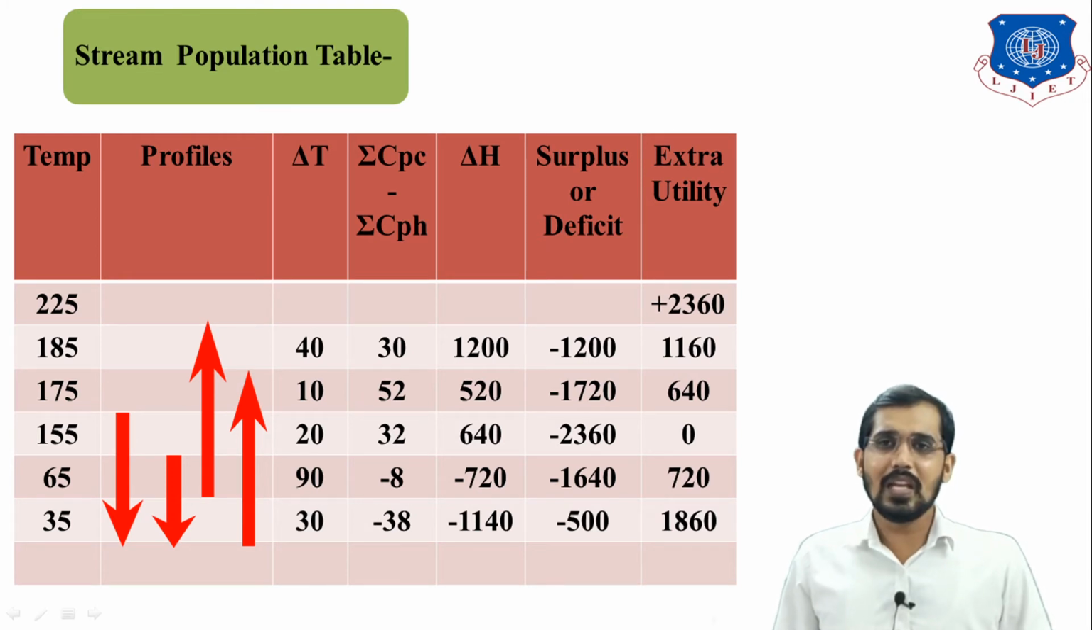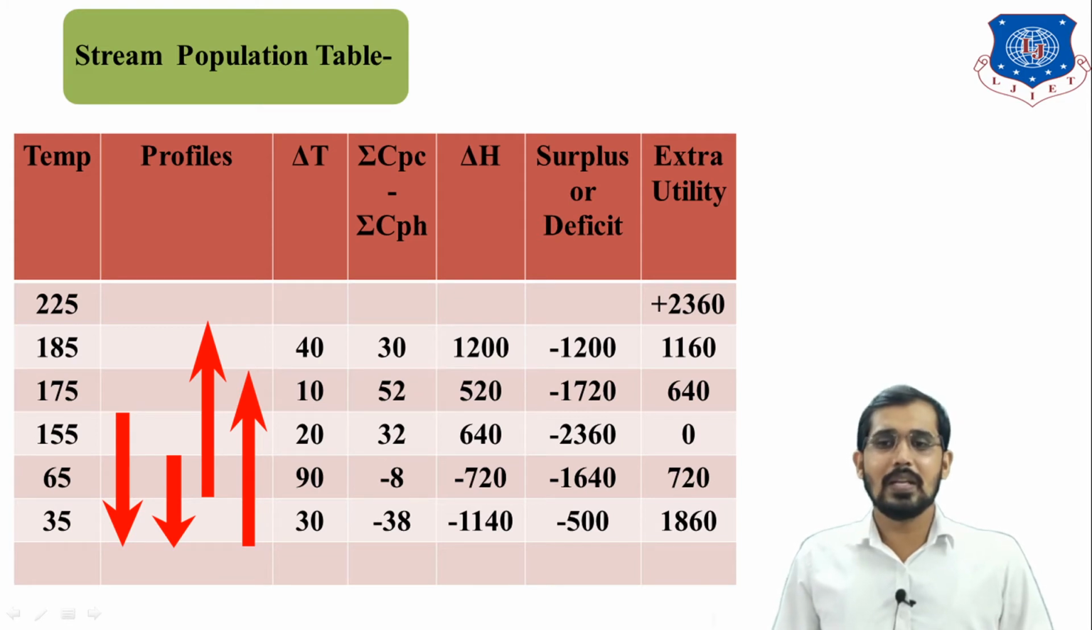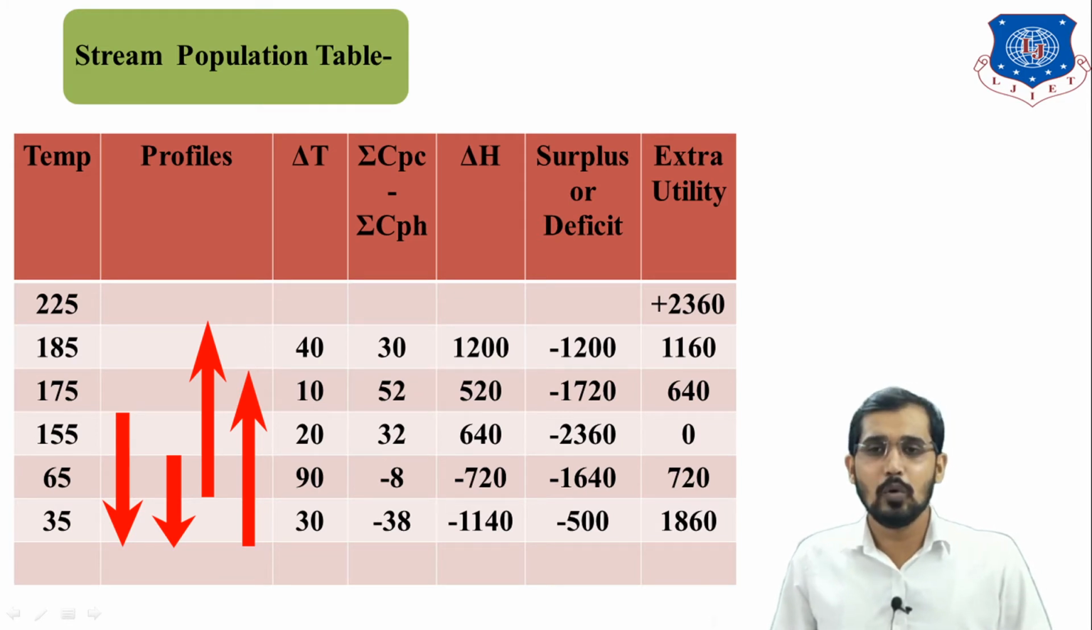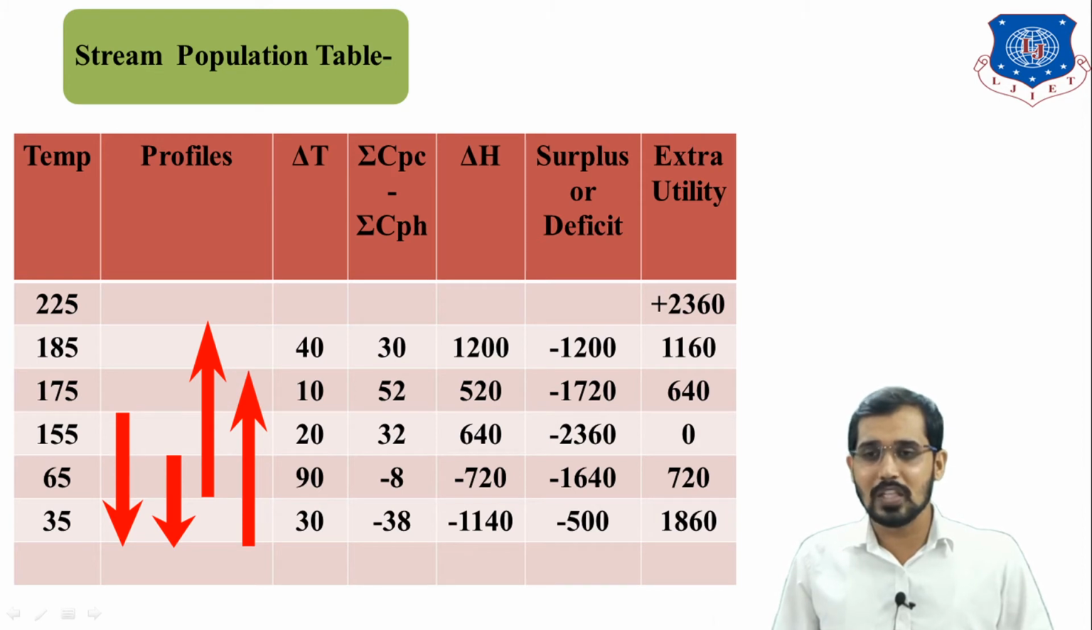This is the heat capacity flow rate, or mass flow rate, for the cold streams minus the summation of the flow rates for the hot streams. Now how to calculate this? You can see here, this 30 comes from this. Just observe this profile. In this 185 row, there is only one stream available, and this is the C1 stream, the cold stream one.